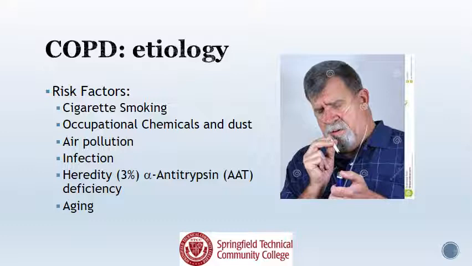Air pollution plays a role as well. Infection, especially people that have chronic lung infections, can end up with COPD. And heredity, as I kind of mentioned with my grandma's case, the alpha antitrypsin antibody is sometimes involved in patients with COPD. This is a protein that's responsible for the protective lining in the lungs, and we'll talk about that a little bit more in the next few slides. And aging also plays a part.